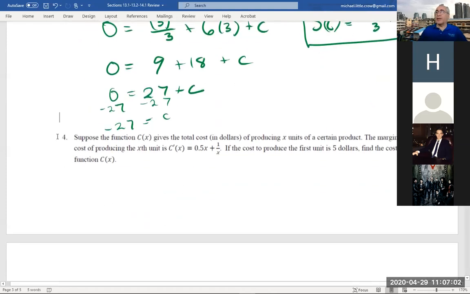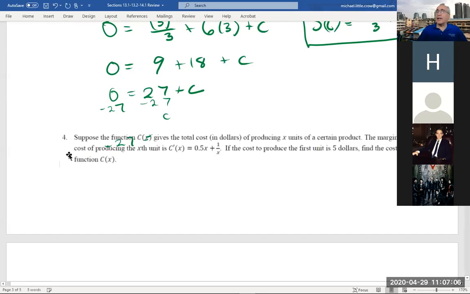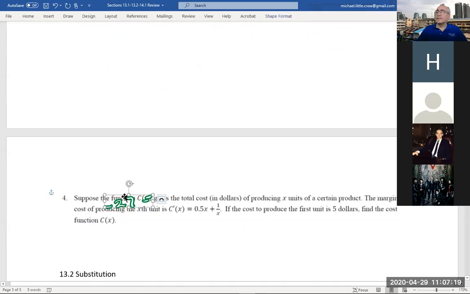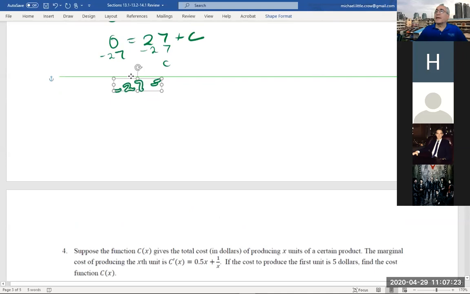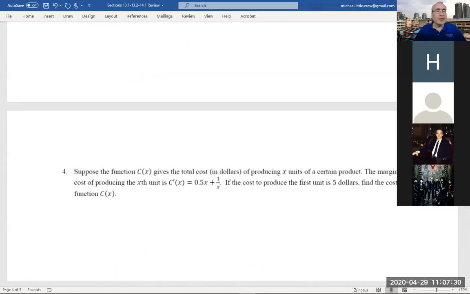Let me just, so let's take that one out. That back to where it's supposed to be. There we go. Okay. Almost through the first section. We're doing pretty good.